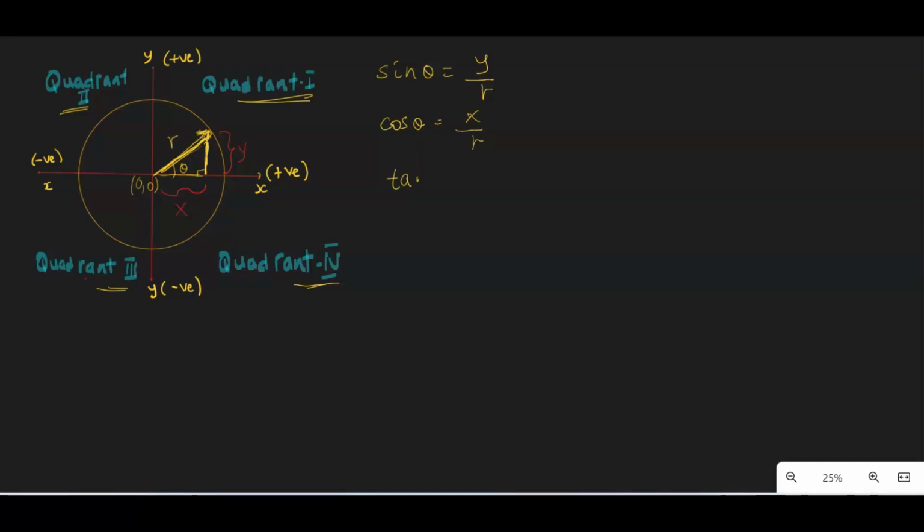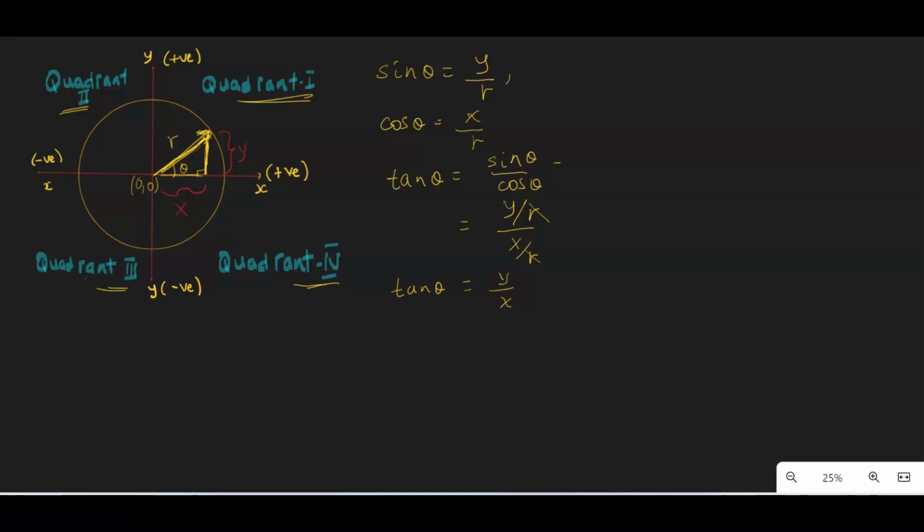Tangent of angle theta, by definition, is sine of theta divided by cosine of theta. So if you substitute the above values, sine theta is y divided by r, and cosine of theta is x divided by r. So that means r cancels each other. So tangent of any angle theta is equal to y over x, which means opposite side divided by adjacent side.